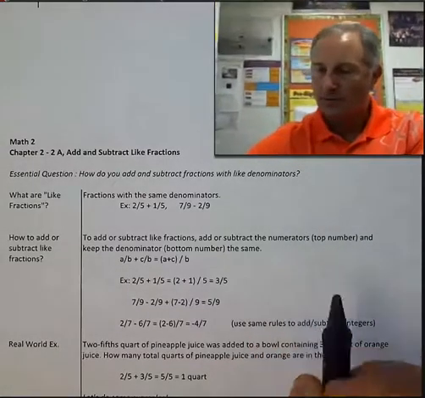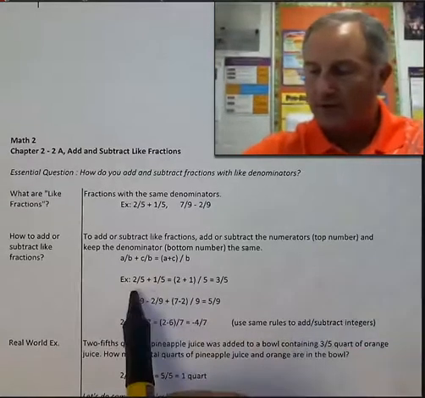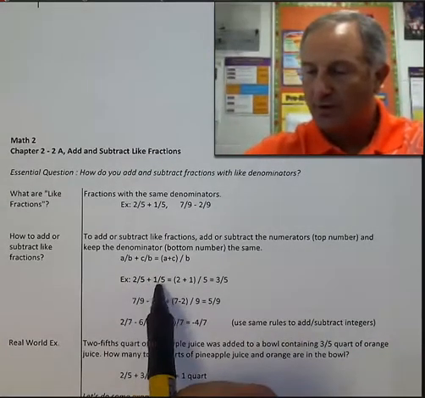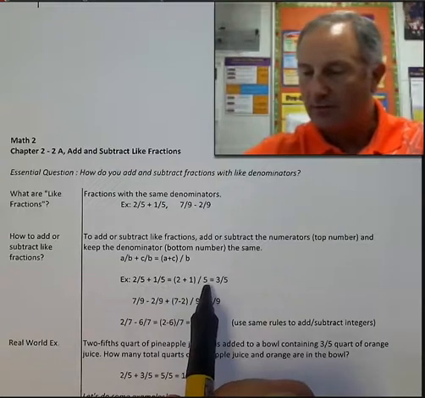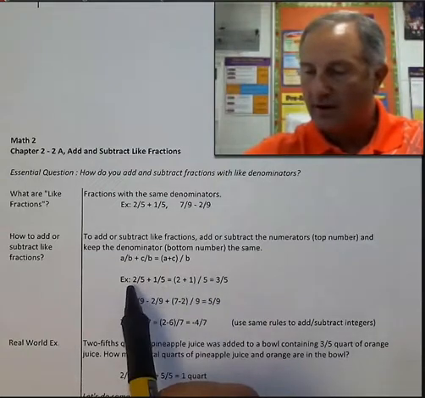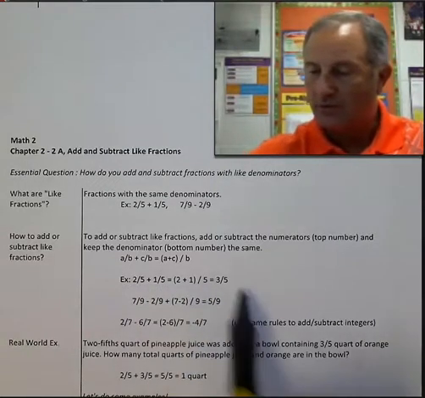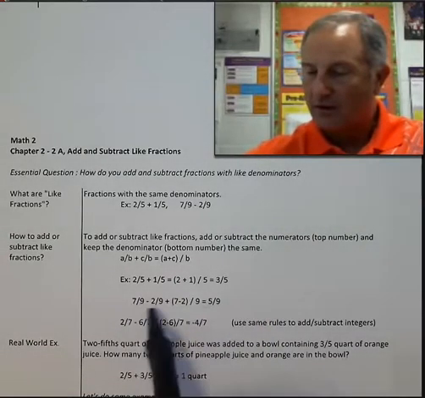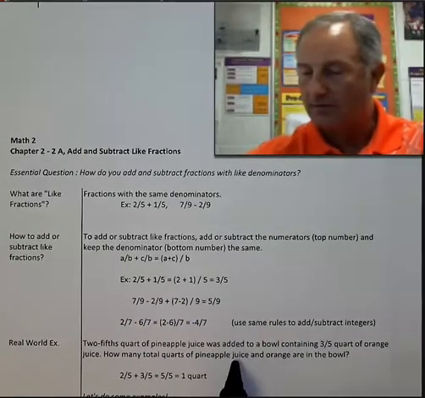All right, so let's take a look at some examples here. 2/5 plus 1/5, the problem we had up above. Denominators are the same, so we have like denominators. So just add the top. 2 plus 1 gives you 3/5. Got ninths here, so we keep the 9. 7 minus 2, 5 ninths.